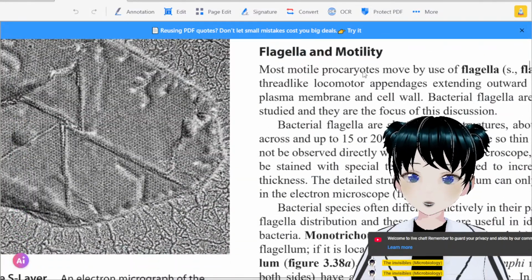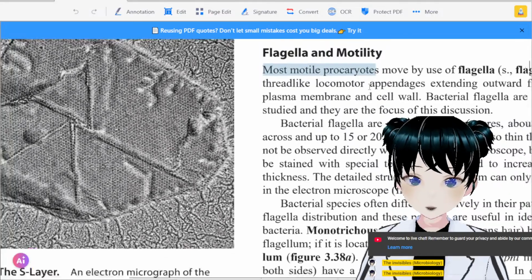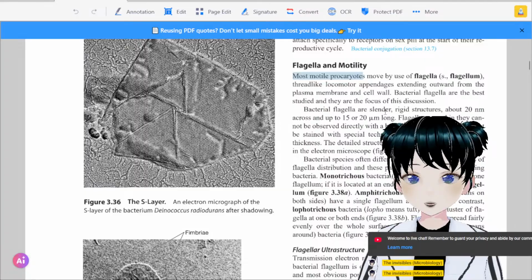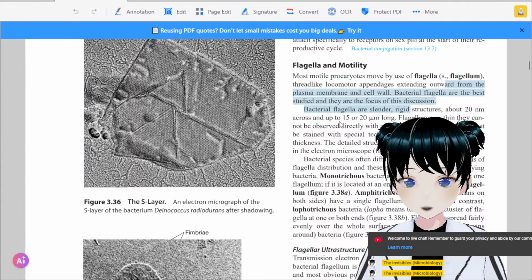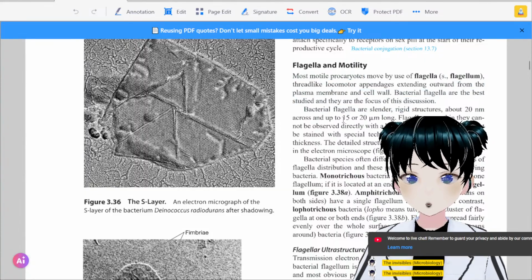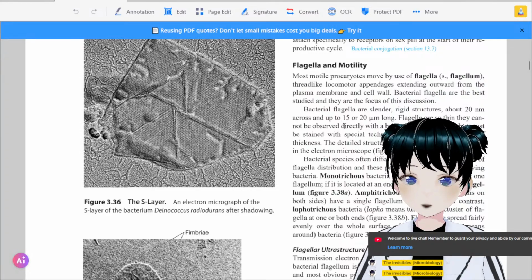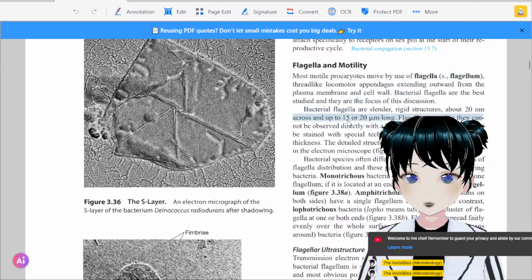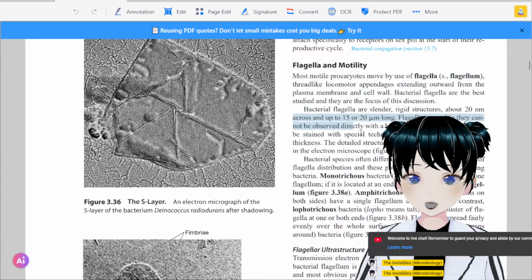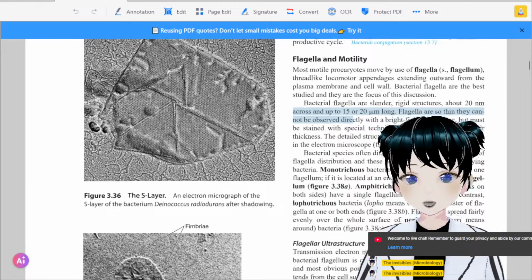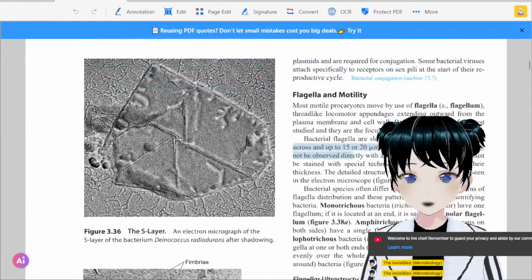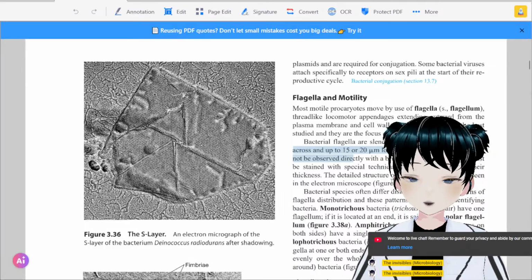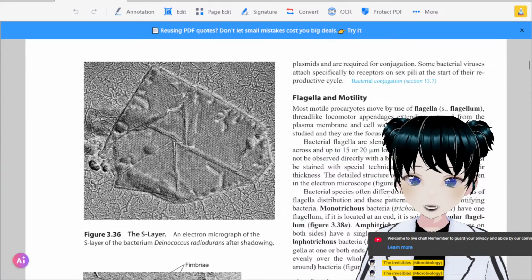Most motile prokaryotes use flagella for motility. The singular is flagellum, and the length is 15 to 20 micrometers. So it isn't that short. The interesting thing about the flagella is that it moves about 100 cells of its size. I'm not sure of the exact number, but it moves about 100 cells of its own size.